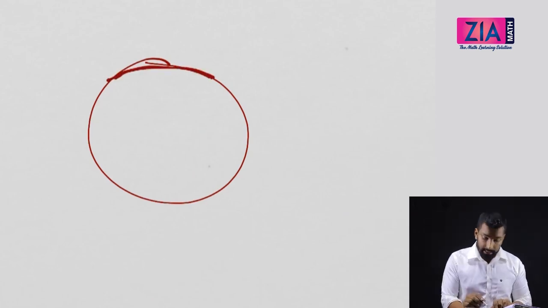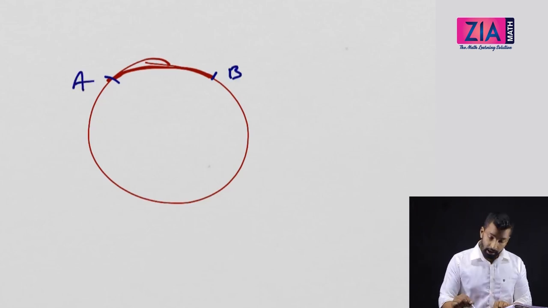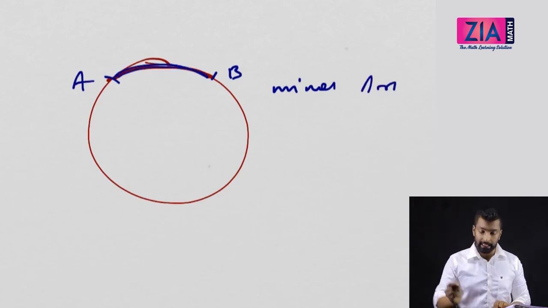Now another important property is, you have a circle. Okay, so let's take 2 points. What are the 2 points? Like these 2 points, let's mark them as A, B. So this AB is called a minor arc. Okay, minor arc. This is called a minor arc. The opposite one is the major arc.